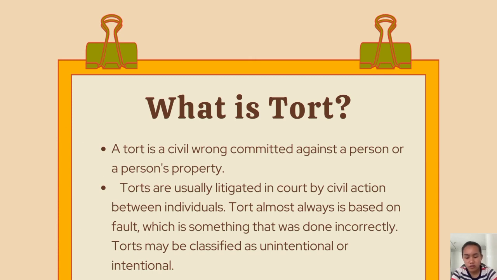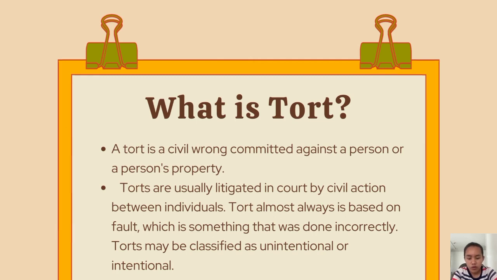So what is tort? A tort is a civil wrong committed against a person or a person's property. Torts are usually litigated in court by civil action between individuals. Tort almost always is based on fault, which is something that was done incorrectly. Torts may be classified as unintentional or intentional.